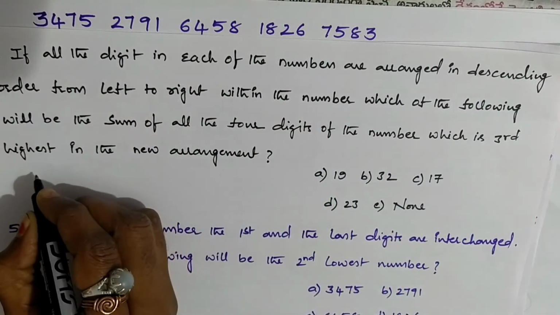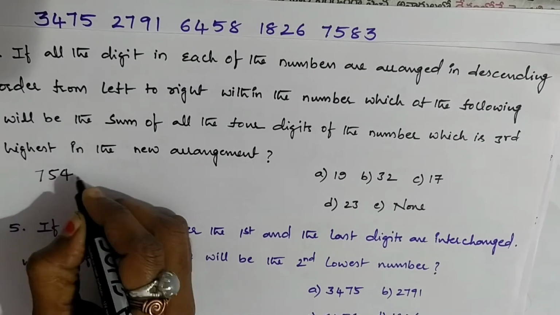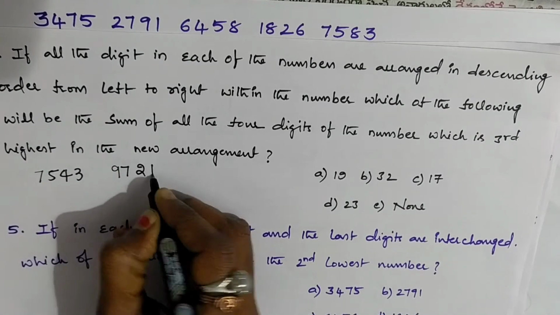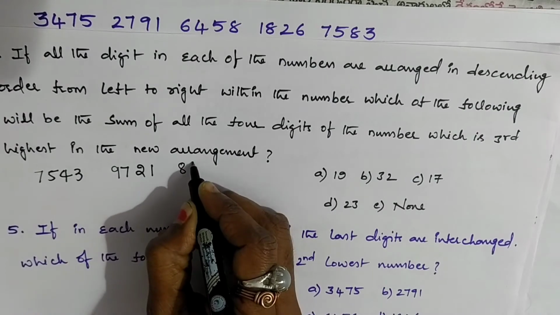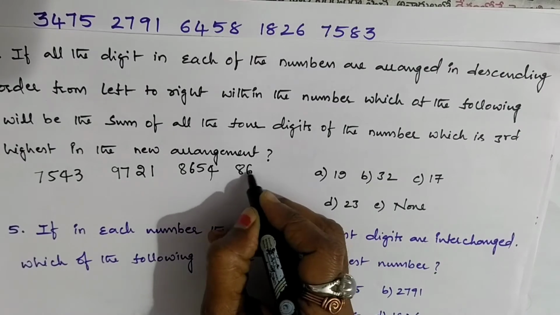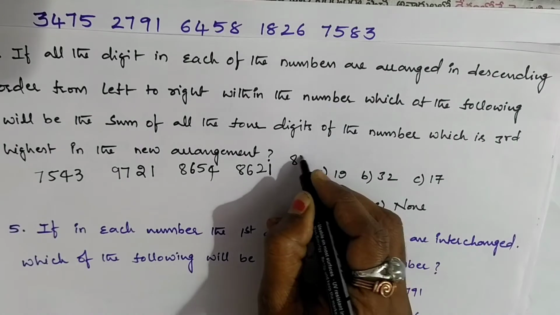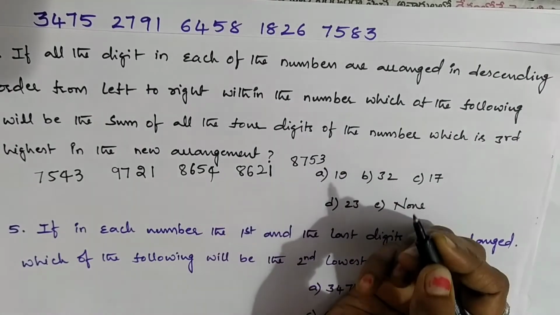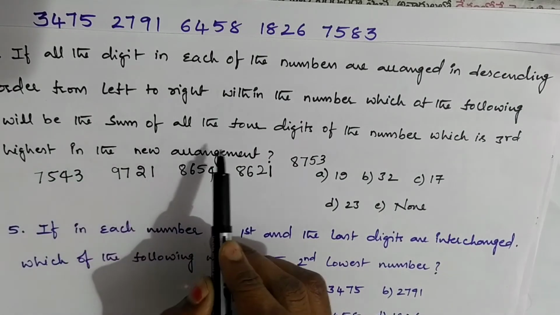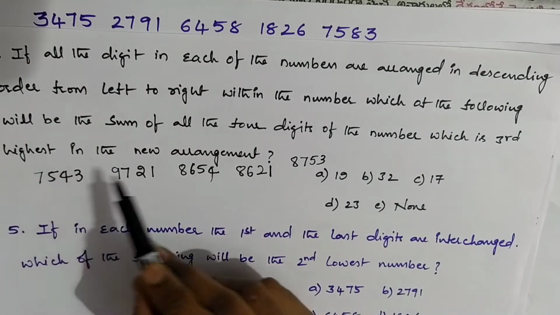Within the number, we get 7, 5, 4, 3. Next one 9, 7, 2, 1. 8, 6, 5, 4. 8, 6, 2, 1. Next number is 8, 7, 5, 3. After arranging, what will be the sum of all 4 digits of the number which is third highest?